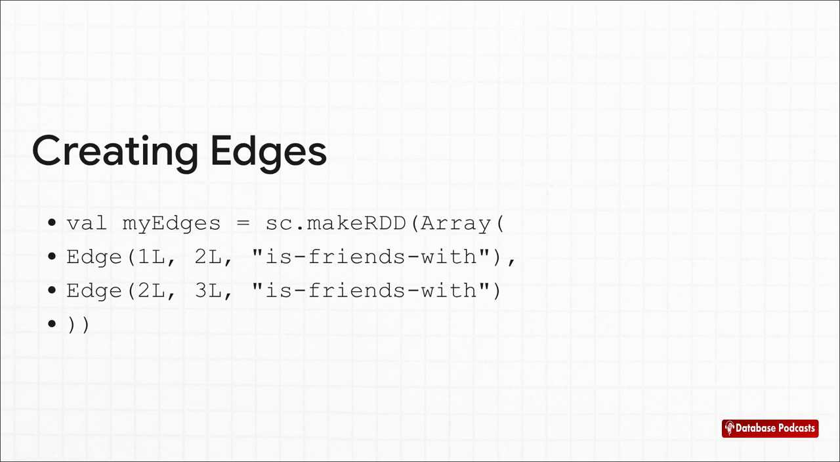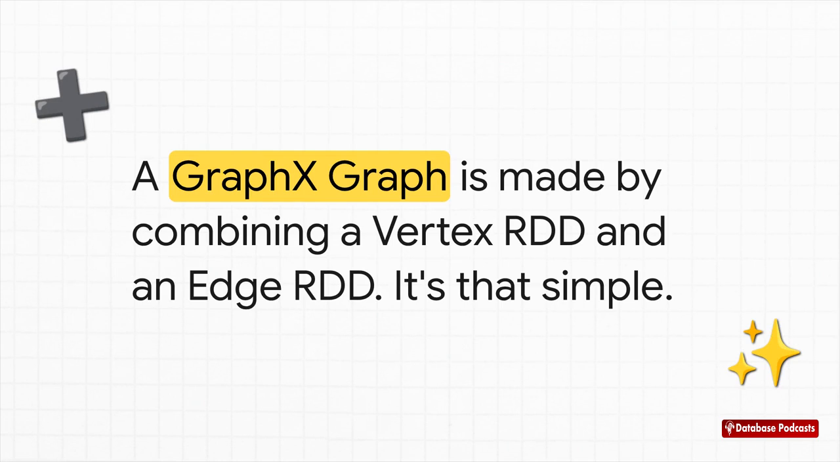Simple as that. And this really brings us to the core idea of GraphX. It's not magic. You just take your collection of vertices, your RDD of things, and your collection of edges, your RDD of relationships. You put them together and voila, you have a graph. The entire massive, complex network is built from these two surprisingly simple distributed datasets.